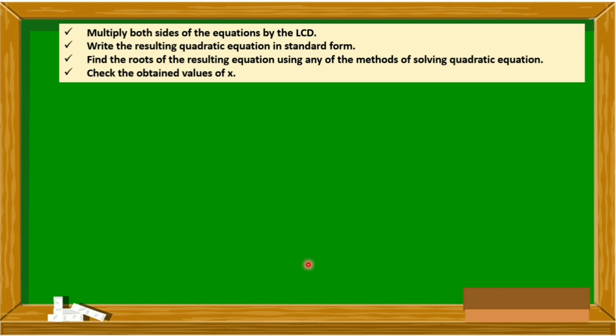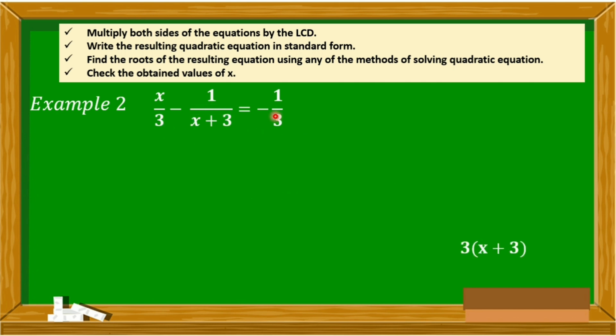Okay, next, let's have another example. Example number 2, x over 3 minus 1 over x plus 3 is equals to negative 1 over 3. Okay, so first step natin, multiply both sides of the equation by the LCD. So, hanapin muna natin yung LCD niya. So, to find the LCD, focus tayo dito sa ating mga denominators. So, unahin muna natin yung 3. Ito, dahil common sila, so 3, yun yung isa-isa sa LCD natin. Then, yung x plus 3, wala naman siyang kapareho dyan. Kaya, ang LCD natin ay 3. Then, open and close parentheses, yung x plus 3. So, yan yung LCD natin.